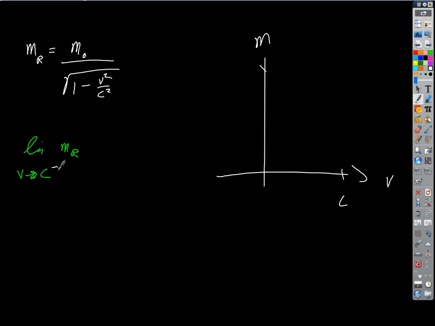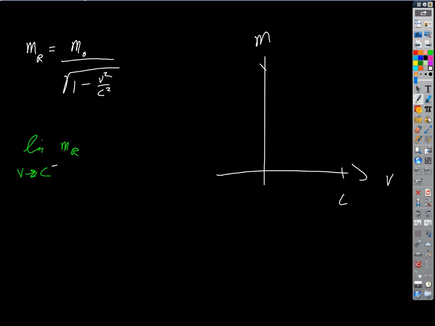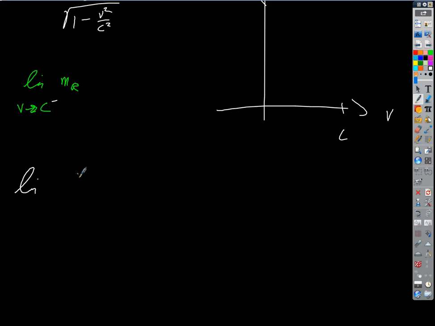Okay. All right, so what do we get then? So we get the limit of the rest mass, which is a constant for some object, right, divided by the square root of 1 minus v squared over c squared as v approaches c from the left. Okay, so then if we evaluate this directly, what's that look like? If v is approaching c from the left, I'm going to get something slightly smaller than c divided by c. What might you call that?